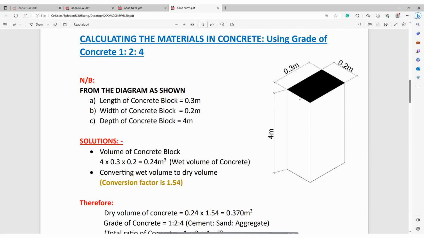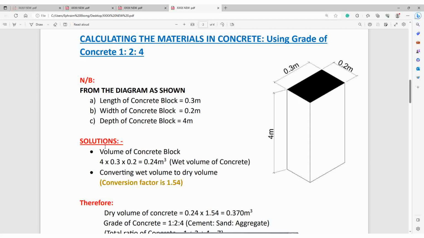Now, this is a rectangular block of concrete. We have the length here, as you can see, 0.3 meters, the width 0.2 meters, and the depth, or you say the height, 4 meters. So note, from the diagram as shown, the length of the concrete block is 0.3 meters, the width of the concrete block is 0.2 meters, and the depth of the concrete block is 4 meters.